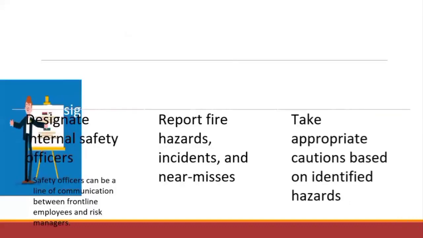Next is to designate internal safety officers. Safety officers can be the line of communication between frontline employees and risk managers, and they report fire hazards, incidents, and near misses. That is the most important thing that an employee, students, or other people can contribute to ensure the prevention of a fire.